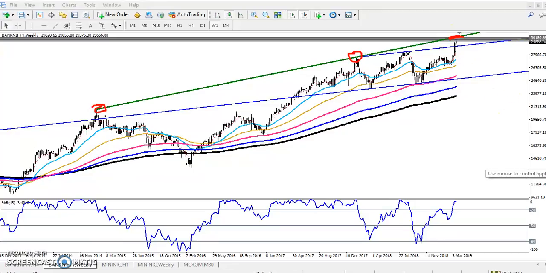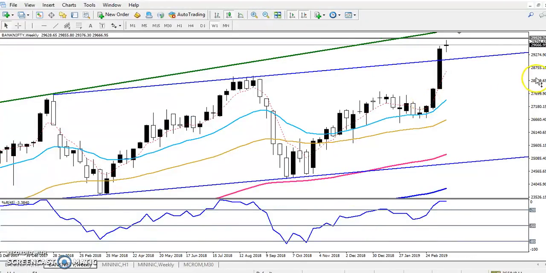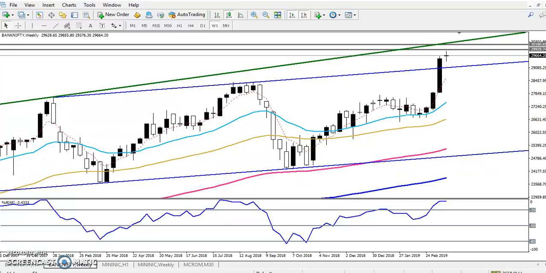And you can see another tool I use here. You can see this impulsive wave, and this is a corrective wave, right? This is a corrective wave. So you can see the next extension according to Fibonacci is around 29,929. It's just showing a resistance line, right?